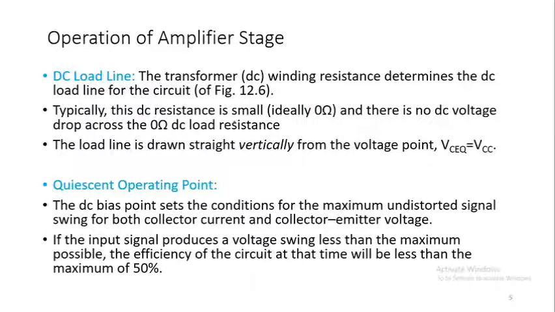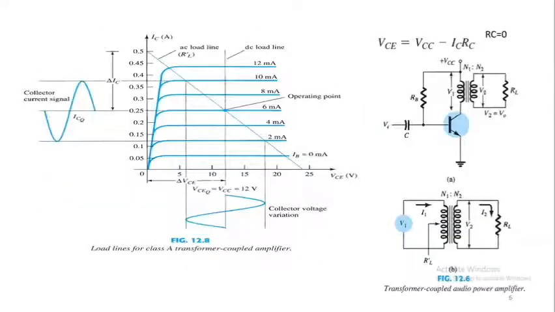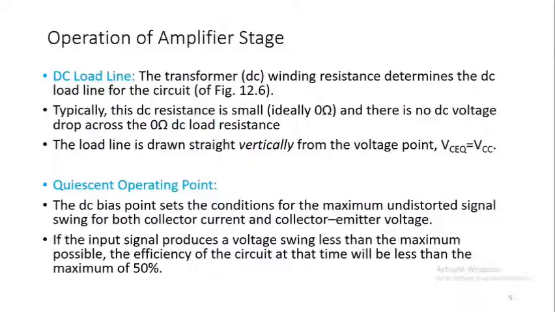Typically, this DC resistance is small, ideally 0 ohm, and there is no DC voltage drop across 0 ohm DC load resistance. Why we call here the resistance equal to 0? Because ये आपके पास वाइंडिंग है तो आइडियली इसकी रेजिस्टेंस 0 है। सो यहाँ पे हम RC को 0 कंसिडर करते हैं। ठीक है, मीन्स इंस्टेड ऑफ RC रेजिस्टेंस वी हैव हियर नो रेजिस्टेंस, सिर्फ the primary winding of the transformer.